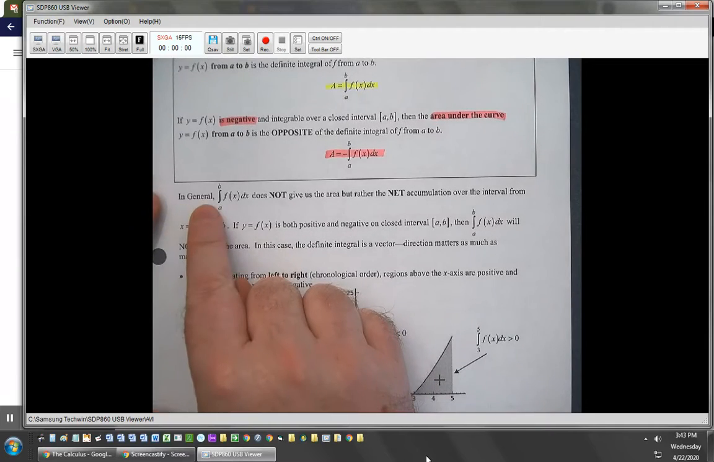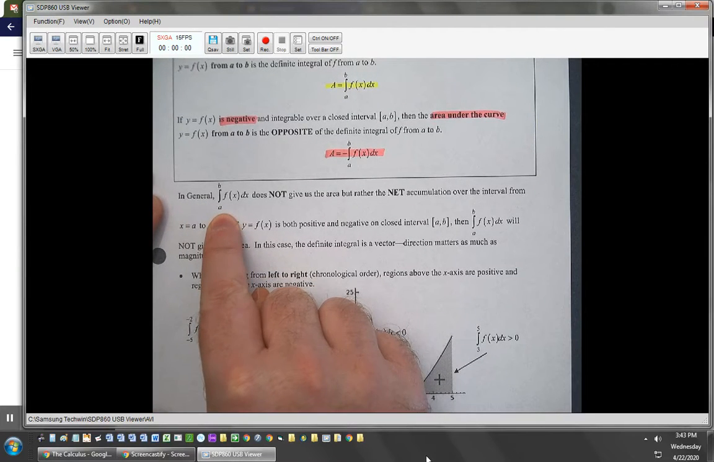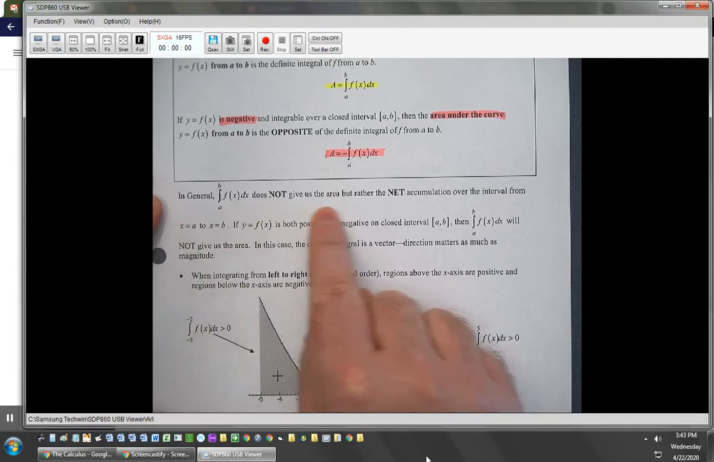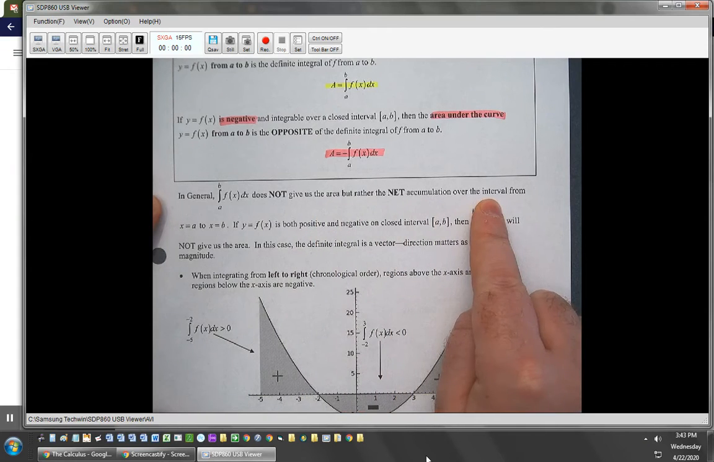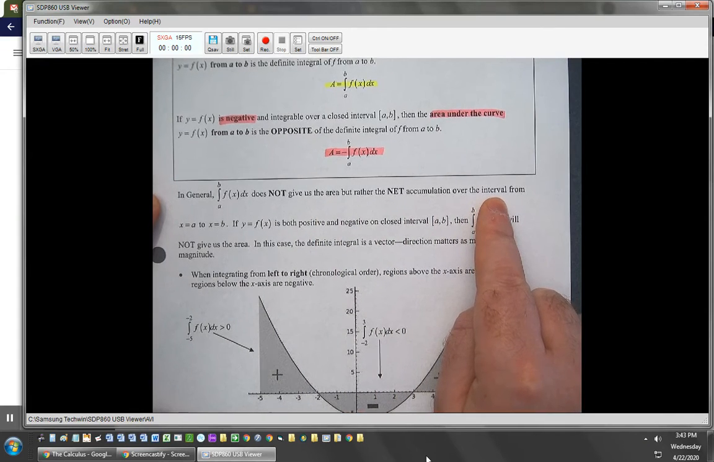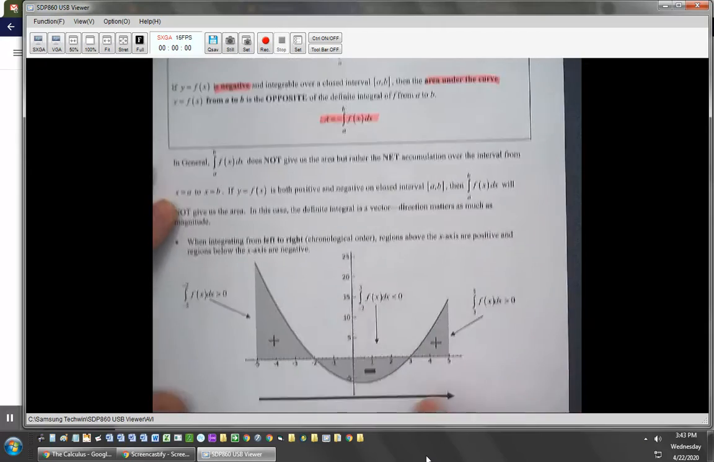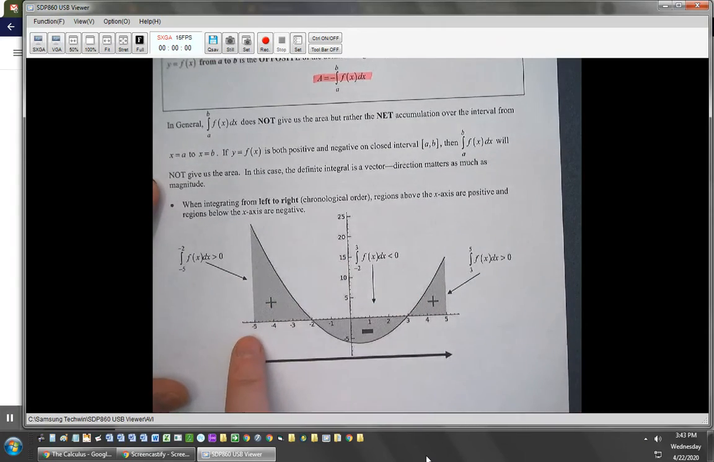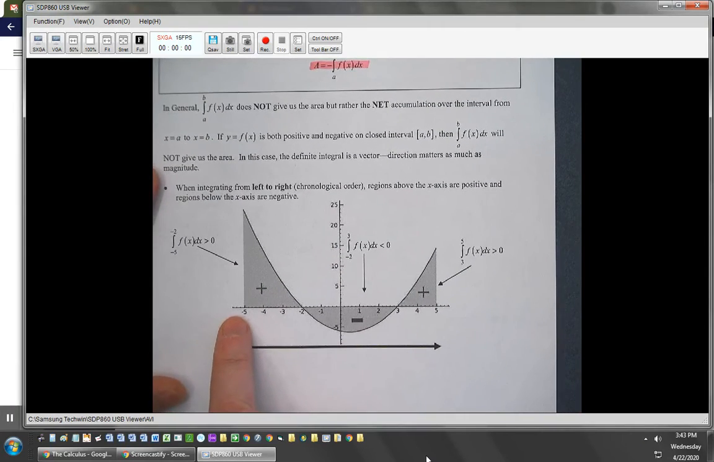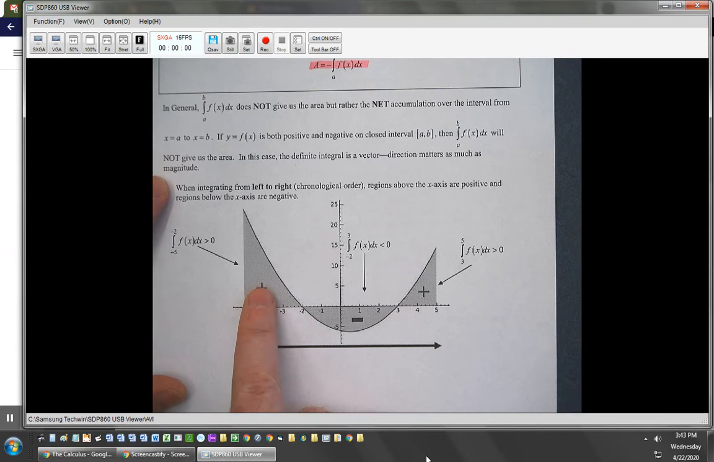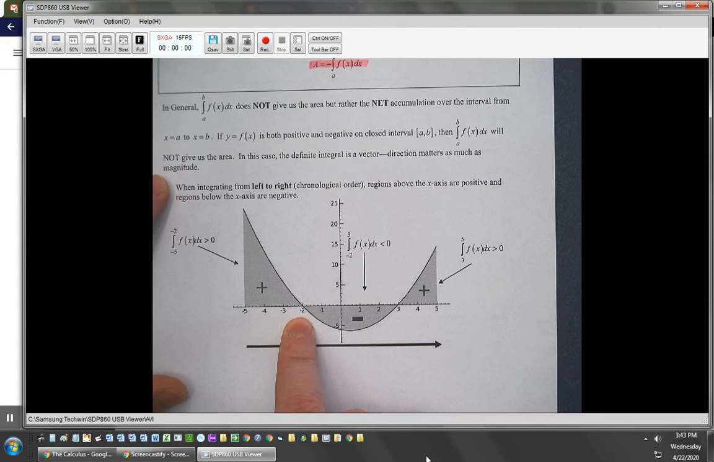So in general, the integral from a to b of f of x does not give the area, but a net accumulation from a to b. So for instance, let's say I said find the integral from -5 to -2, and let's say this is 10. I don't know what it is. Let's just say that area is 10 underneath the curve there. Well, if I said what's the integral from -5 to -2, you would say 10.